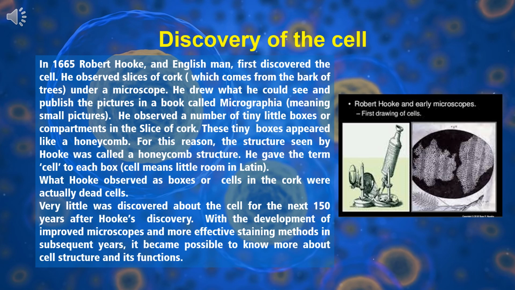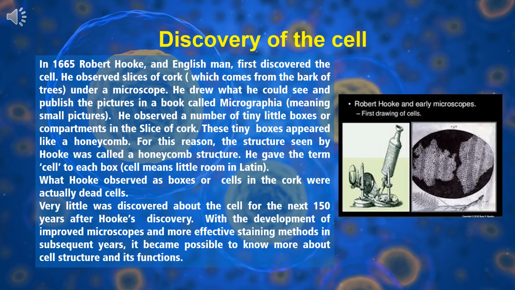Those pictures he published in a book named Micrographia. Micrographia word means small pictures. He observed a number of tiny little boxes or compartments in the slice of cork. So very small rooms or some compartment like thing he observed in the cork. So these tiny boxes appeared like honeycomb. So this structure was like honeycomb.